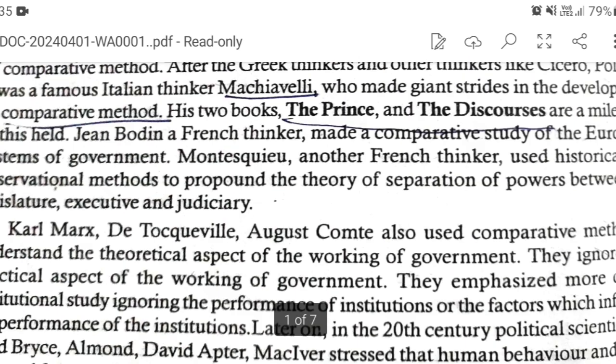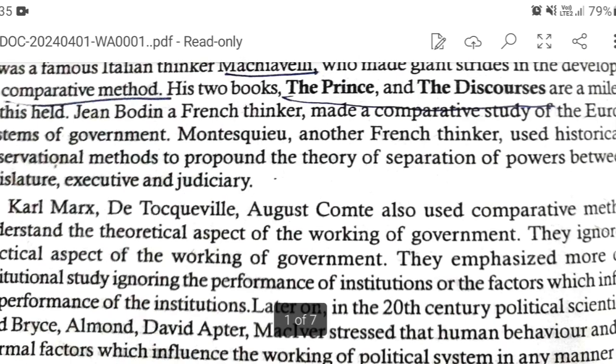Another thinker is Montesquieu. He also used the historical and observational method to propound the theory of separation of power between the legislature, executive and the judiciary. Apart from these, Karl Marx, de Tocqueville and Auguste Comte also used the comparative method to understand the theoretical aspect of the working of the government.